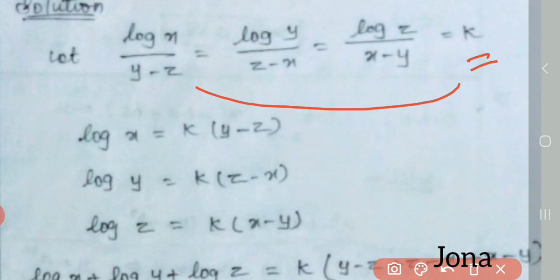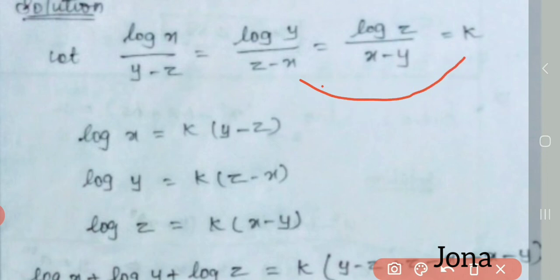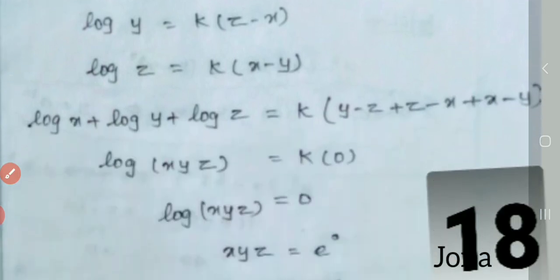Log x by y minus z equal to k. Cross multiply, I will get log x equal to k into y minus z. Similarly, log y by z minus x equal to k, so log y equal to k into z minus x. And log z equal to k into x minus y. Each and everything I equate first, and then I add all the left hand sides of these three.